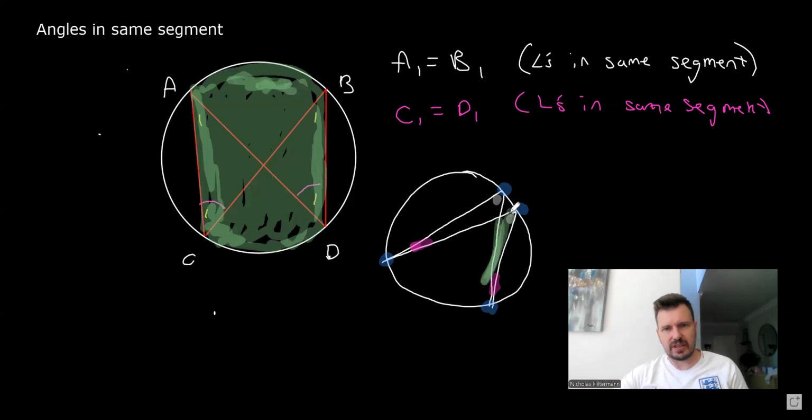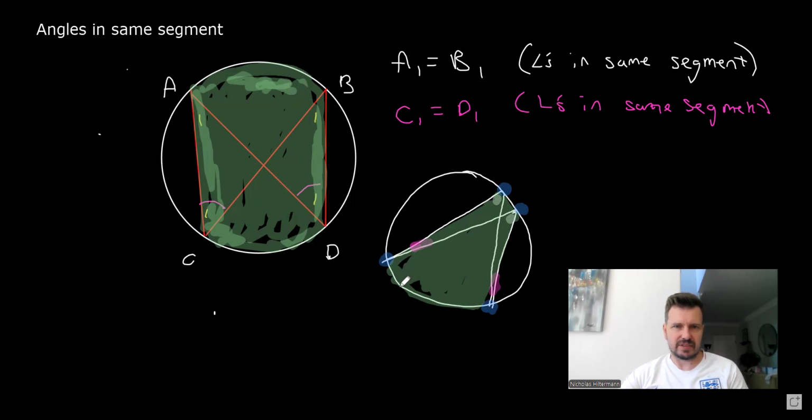So this is also a segment. The lines don't have to be parallel. Okay. So if you see a segment like that, and the lines all intersect, you've got angles in the same segment.